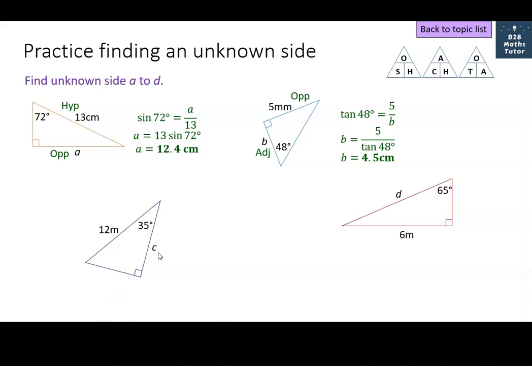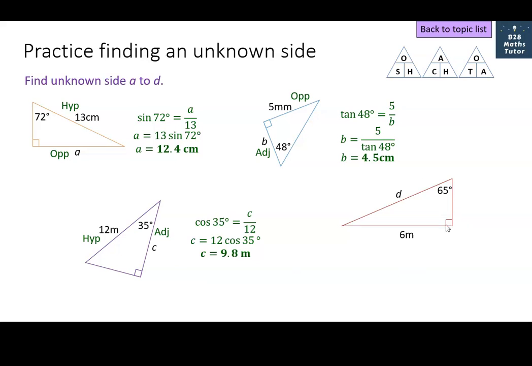For number 3, the purple one, we've got the hypotenuse and the adjacent. So it's the CAH triangle we need. Cos of the angle is the adjacent, which is C, divided by the hypotenuse, which was 12. Rearrange it to make C the subject, and you get C equals 12 cos 35 degrees. So C is 9.8 metres.